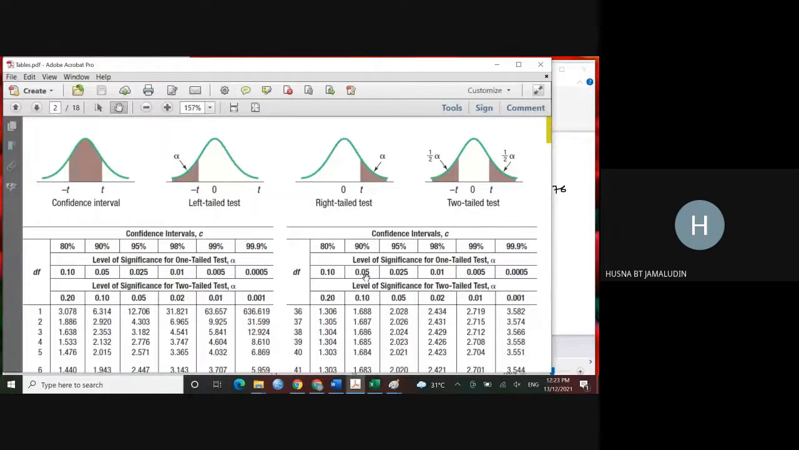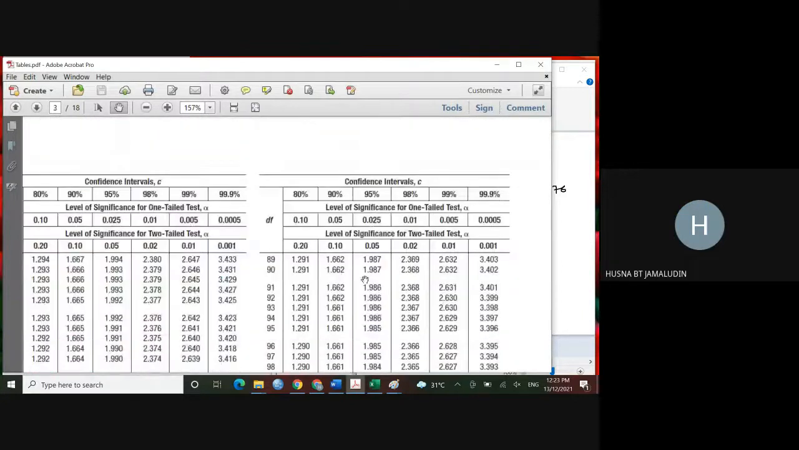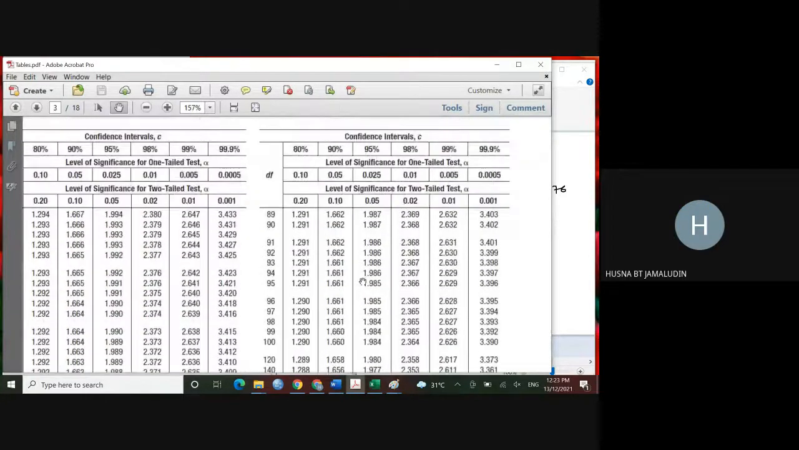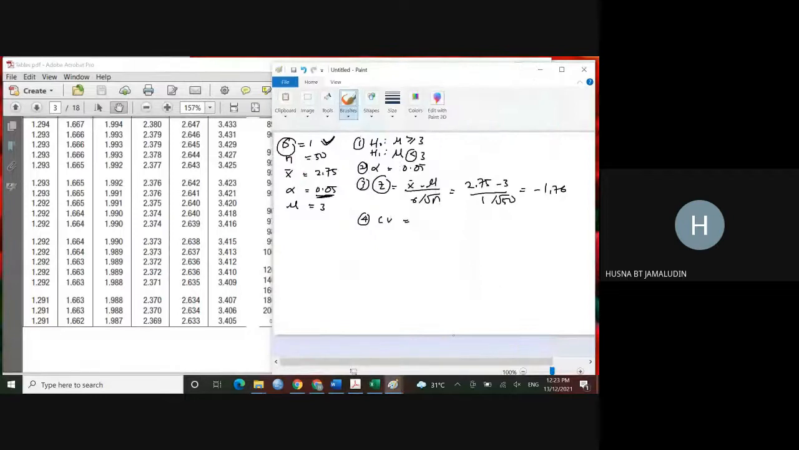What is the degree of freedom for the Z? Infinity. So you have to scroll down until infinity. Before that, is one tail 0.05. Scroll down is 1.645. Please don't round it up because this is the exact value. Some of you write 1.65. Please take the whole thing, because even the table didn't round it up. 1.645. So you put 1.645.